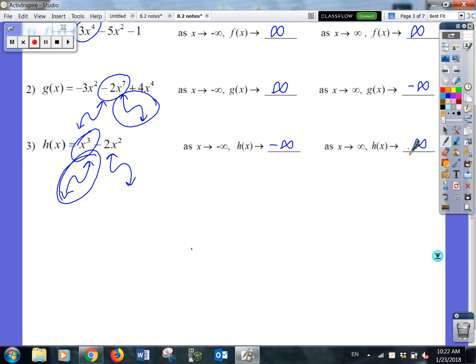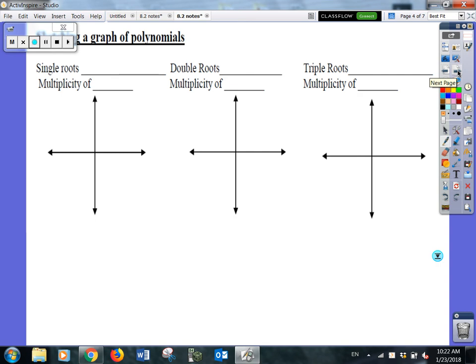So that little statement is usually given to you right there, as x approaches. Obviously x is going to go to the left and right, always. Then you just have to determine, does y, the function, go up or down at the beginning or the end. This is also reviewed from Algebra 2 with the multiplicity. Maybe that is a new vocabulary word for you.